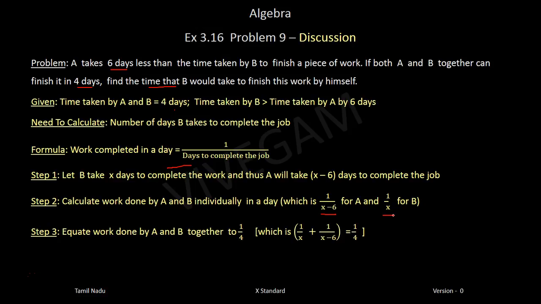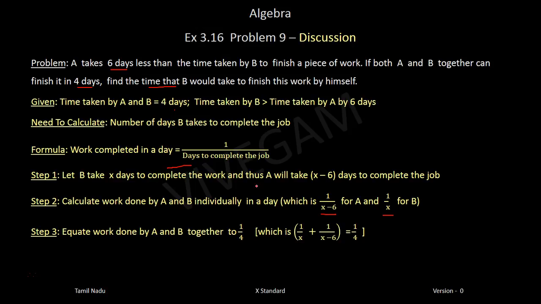Now what will happen if each one is working? A in one day does 1 by X minus 6 of the job, and B does 1 by X of the job. If both A and B work together in one day, how much will they do? It will be the sum of these two, right? That is 1 by X plus 1 by X minus 6.